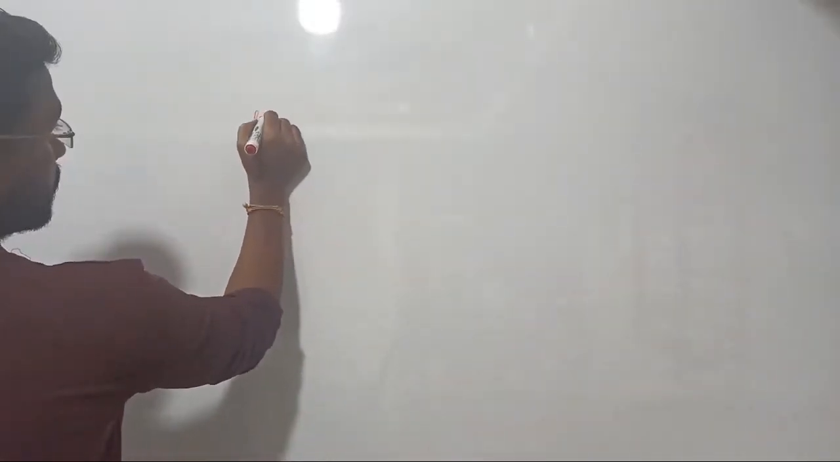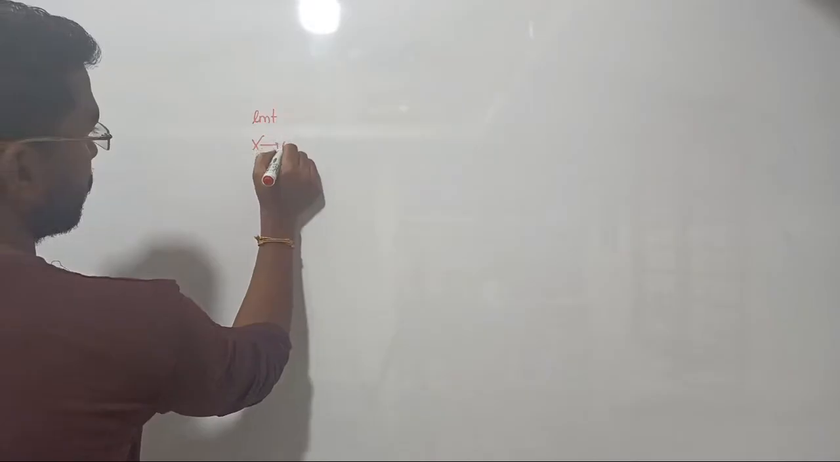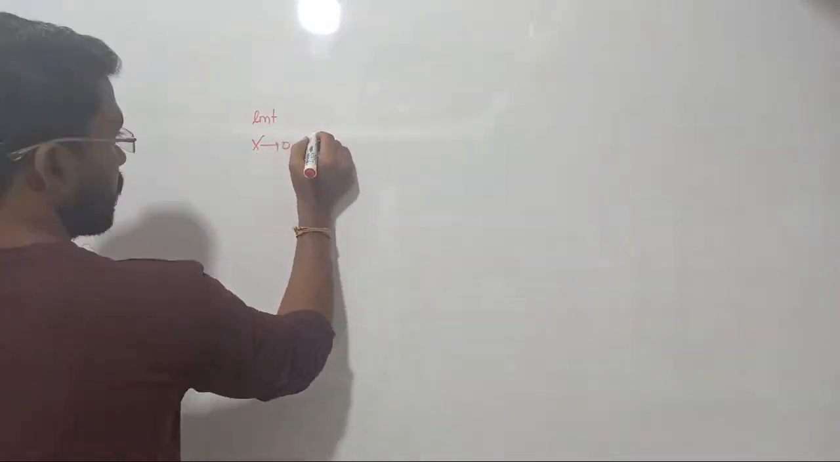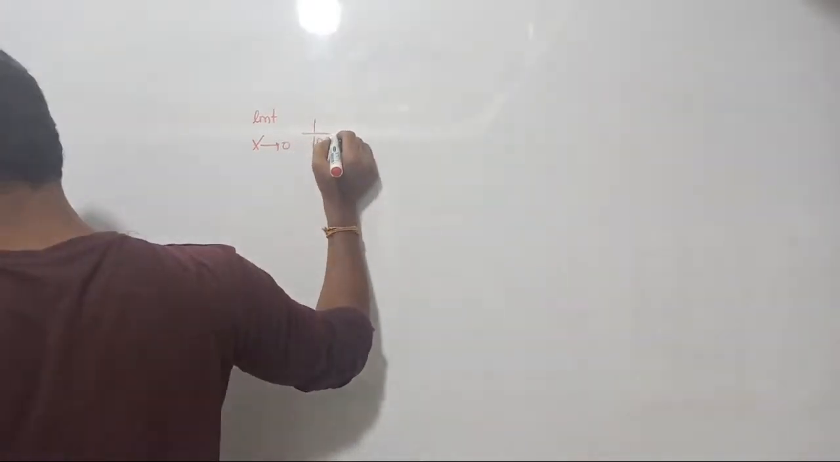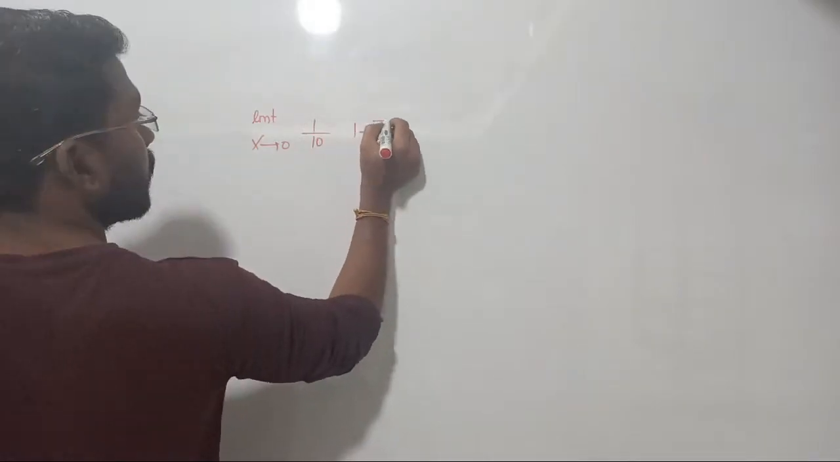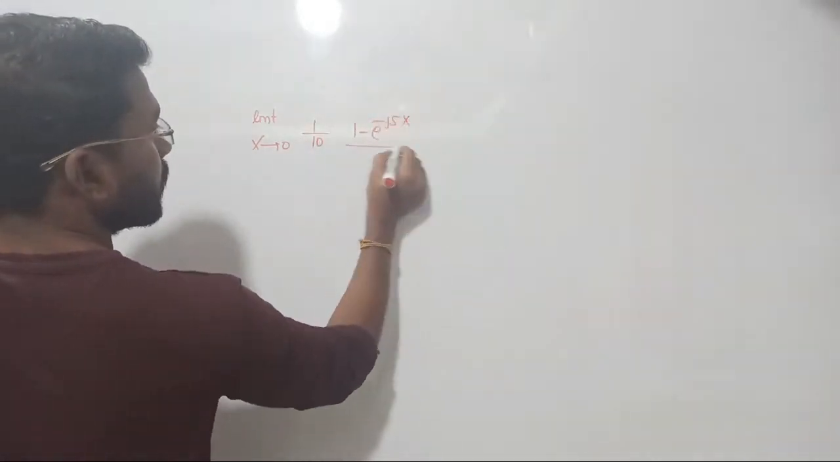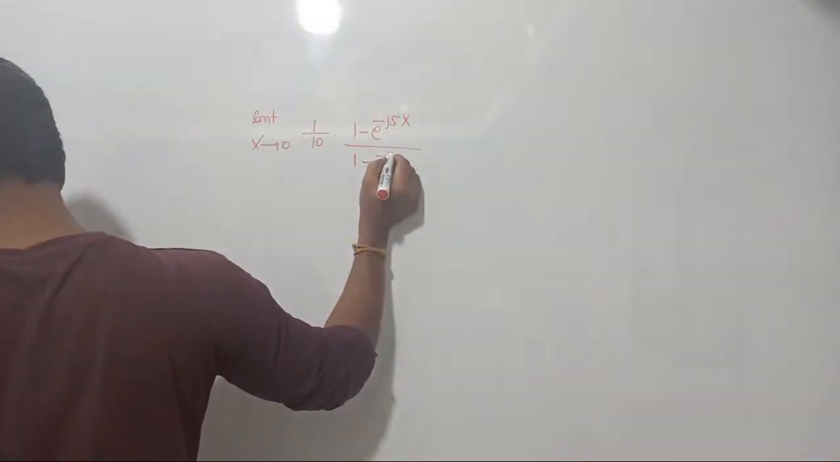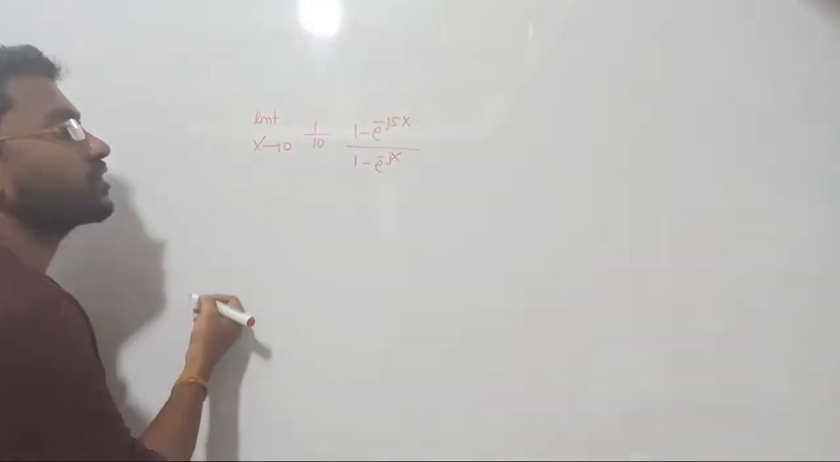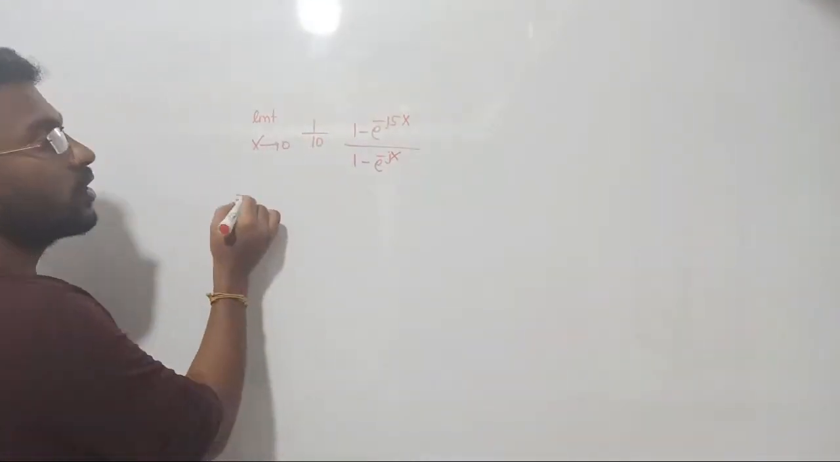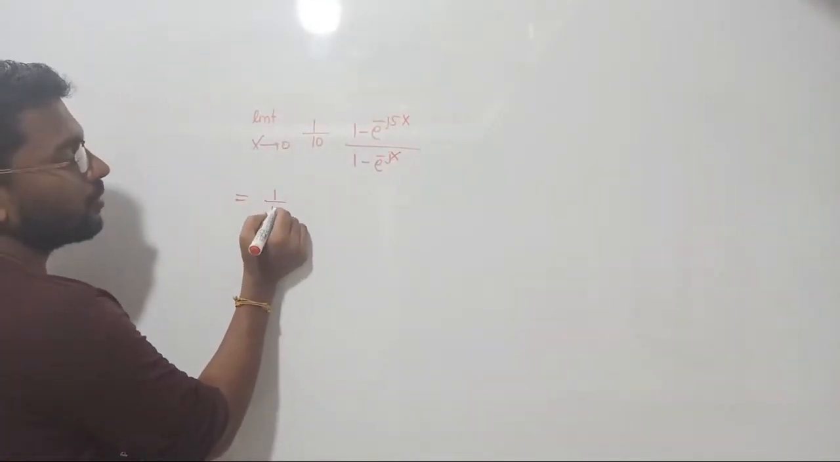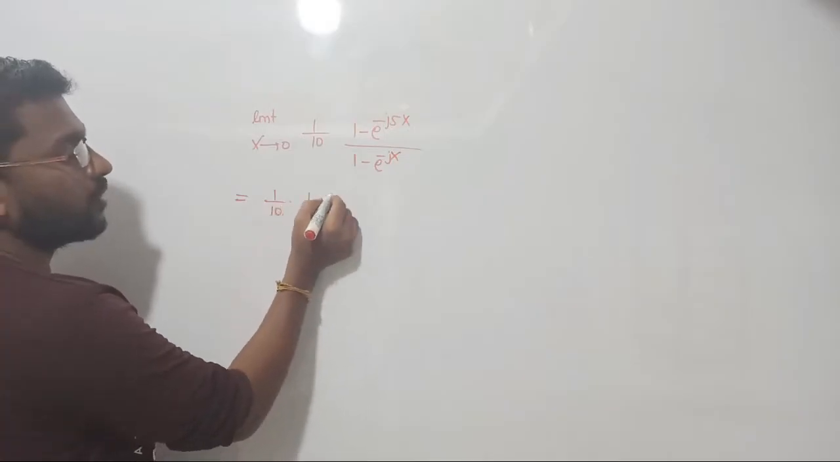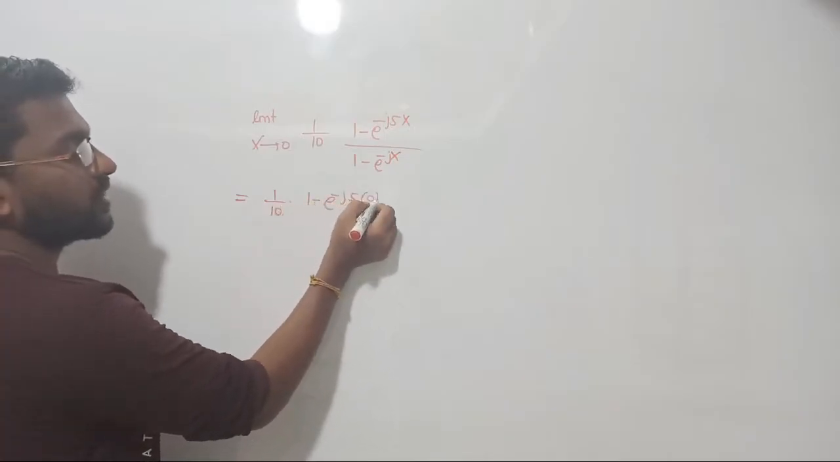Now the next question is the limit as x approaches 0 of 1 by 10 into (1 minus e power minus j times 5x) upon (1 minus e power minus j times x). That is the question, right? We have to take x equal to 0. I am replacing x by 0.